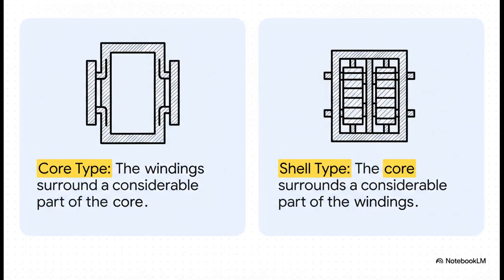In what we call a core-type transformer, the windings wrap around the core's limbs. But in a shell-type, the core effectively wraps around the windings. Which one you choose is a pretty complex engineering decision that comes down to things like cost, how you're going to manage heat, and how you'll manage insulation stress.